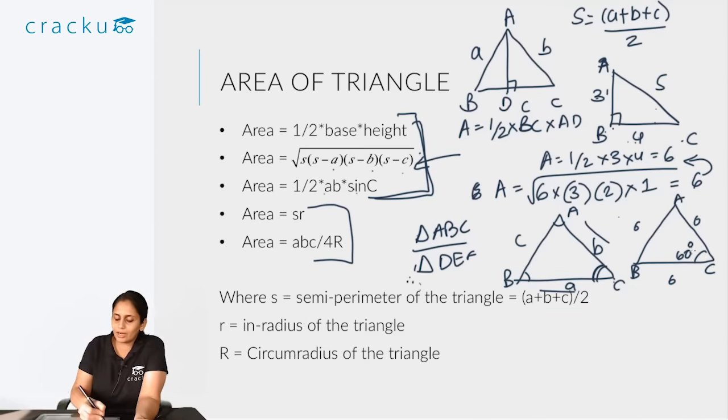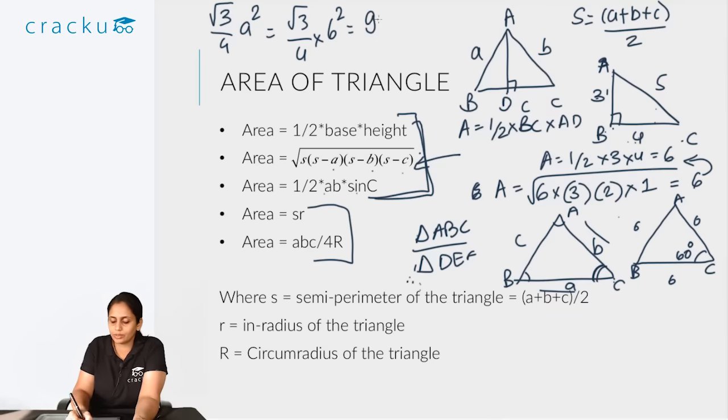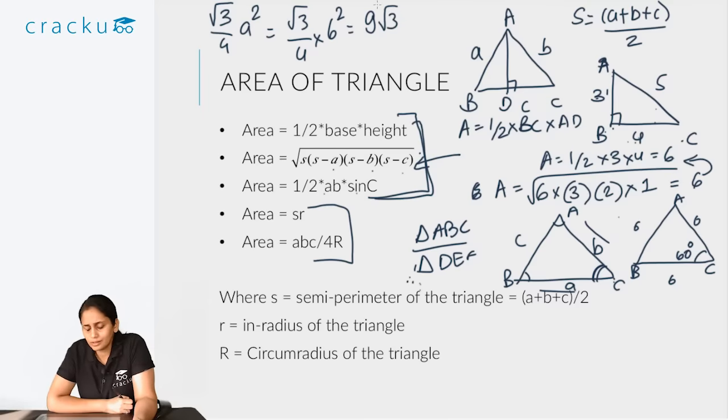Now, for an equilateral triangle, the area of an equilateral triangle is 3 by 4 a square, where a is the side of the triangle. So this is 3 by 4 times 6 square. So this is equal to 9 root 3. So this is what the area of the equilateral triangle should be.